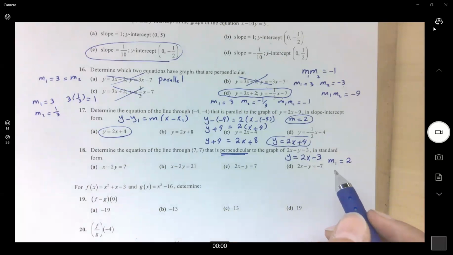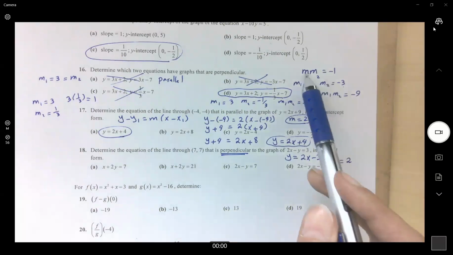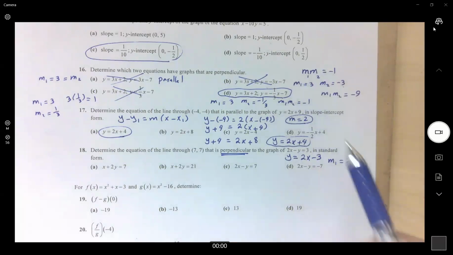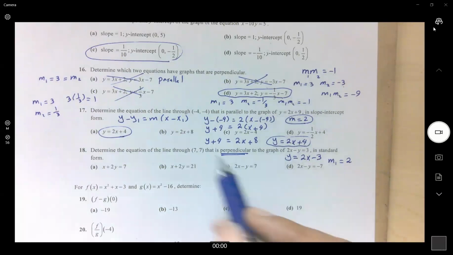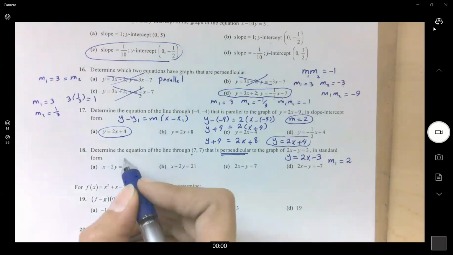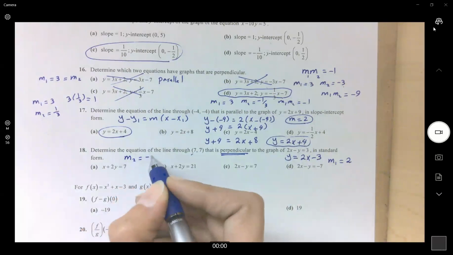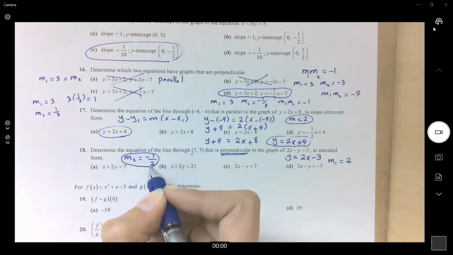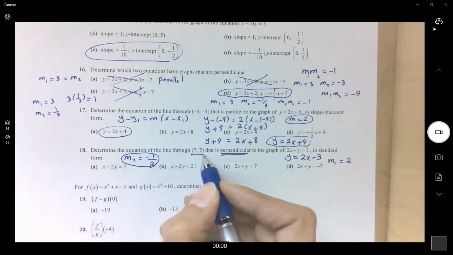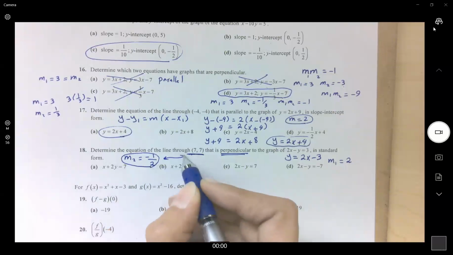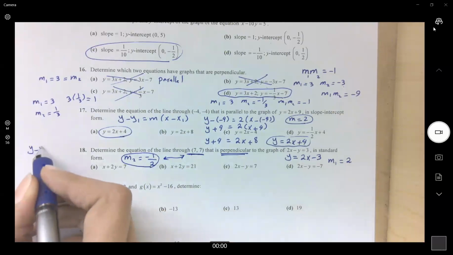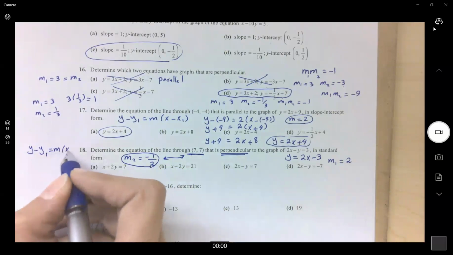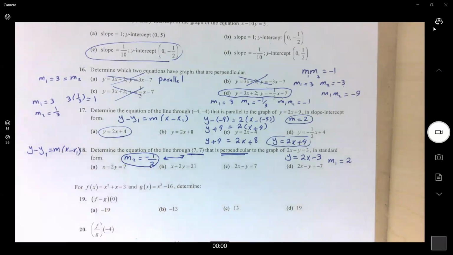What's the relation between these slopes? If you multiply them together, it must equal -1. So the second slope for this line that you try to write must be m2 equals -1/2. This is the slope that you're going to work with. Also, you have a point on this line. So use y minus y1 equals m, x minus x1.